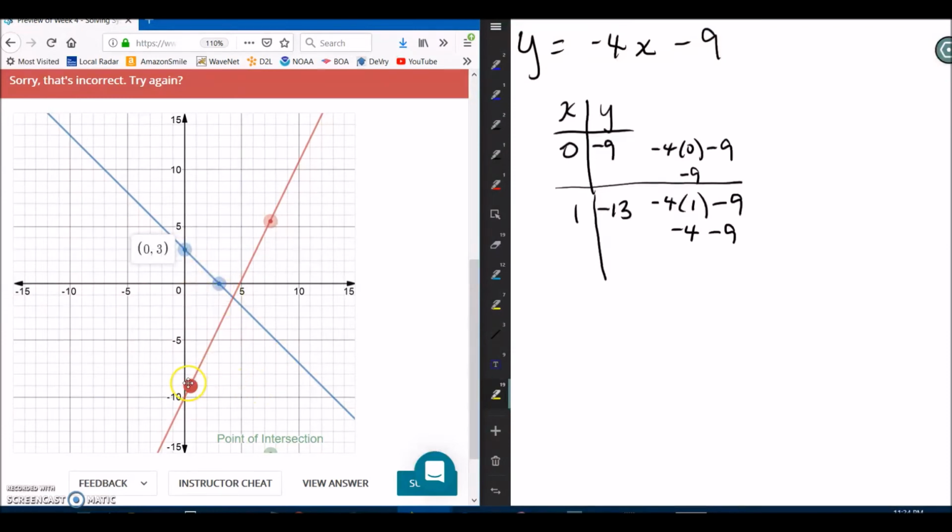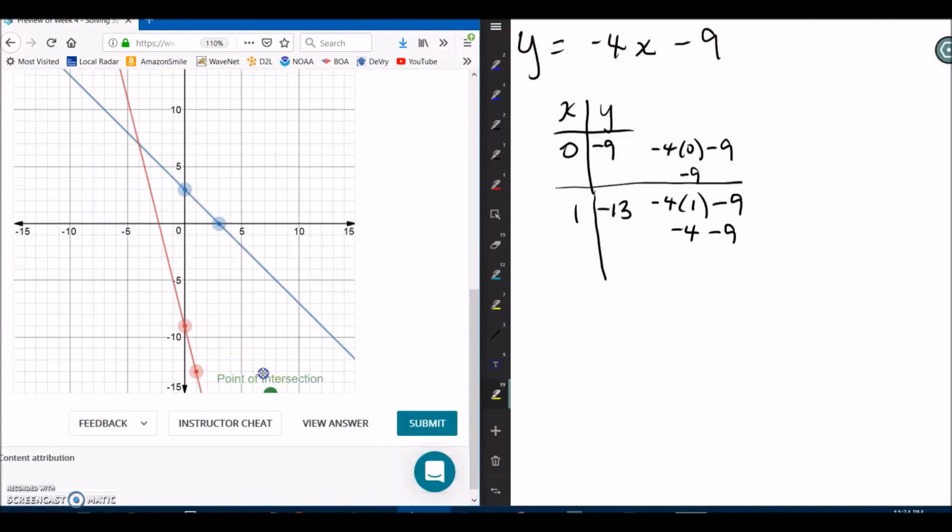The second line, I've got 0, negative 9, and 1, negative 13. That's right there. Alright. Now, I've got to locate the point of intersection. That's this guy right here. These two graphs intersect right there.